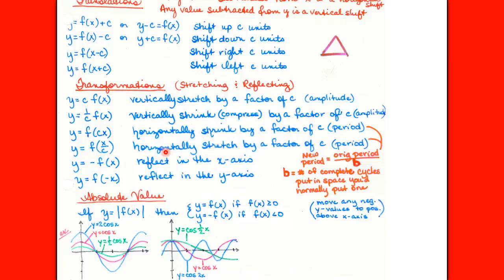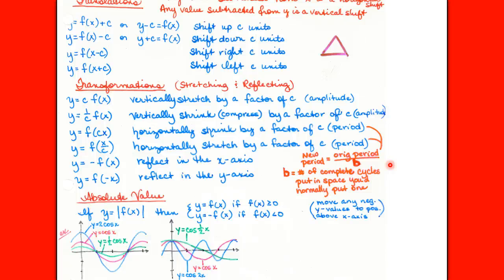When we talked about it in terms of period, we said that your new period would be your original period divided by your B value, where B was the number of complete cycles that you would put in the same amount of space you normally put 1.